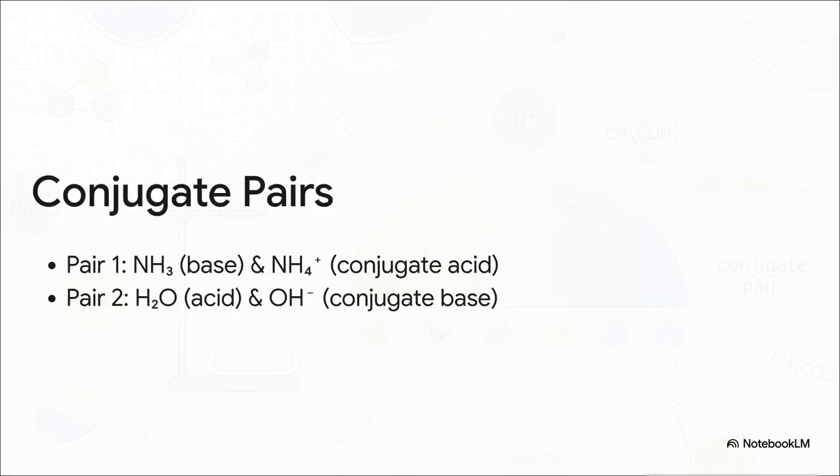Notice how we can link these molecules across the reaction. Pair 1 hooks up NH3, the base, with NH4+, its conjugate acid. Pair 2 connects H2O, acting here as the acid, with OH-, its conjugate base. You see how each pair differs by just one single proton? By accepting a proton, the base transforms into its conjugate acid, and by donating a proton, the acid transforms into its conjugate base. It's a perfect swap.